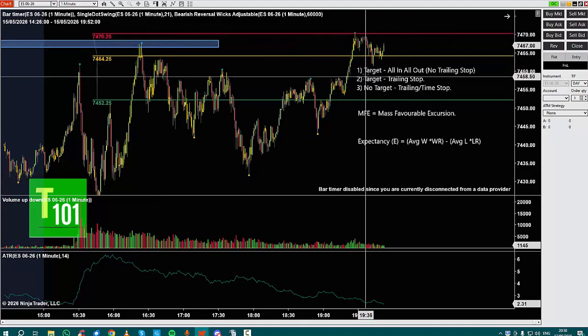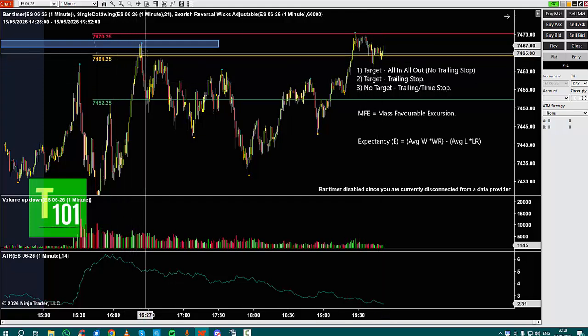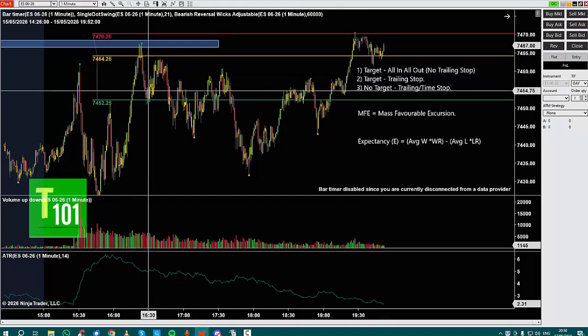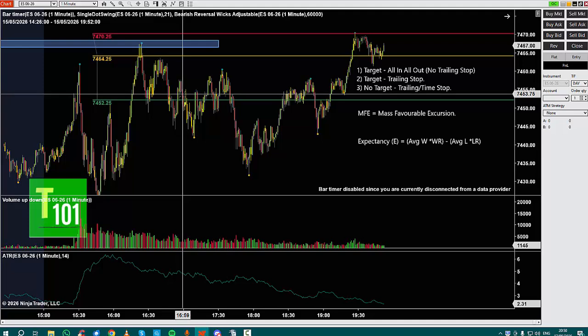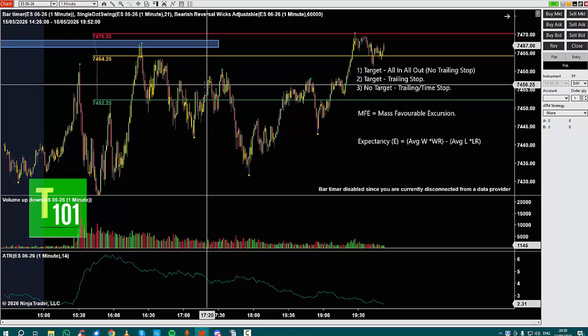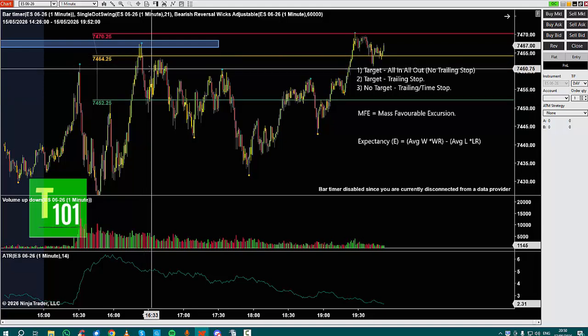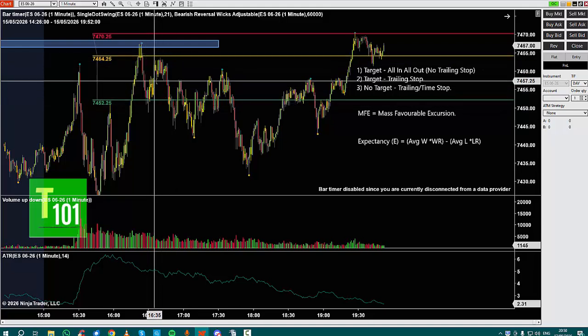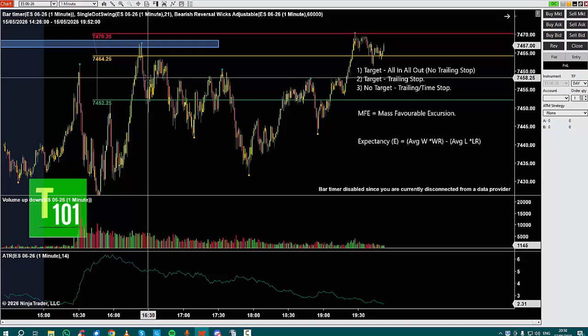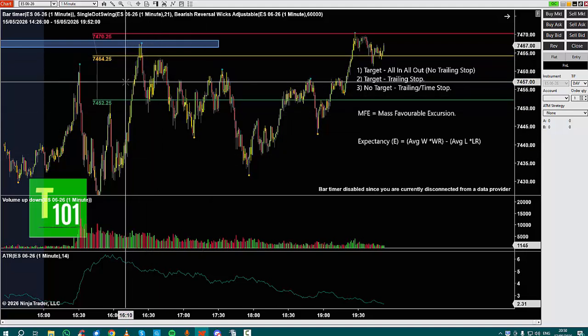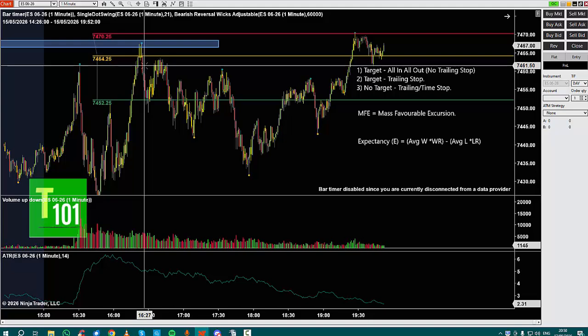No trailing. Number two, a target, but you trail in some methodical fashion. And for the purposes of this video, I won't get into the different ways you can trail, except for one, which is the break-even stop. And I go break-even when I'm halfway between my entry and my target, usually. So if I'm going for 2R, then I'll go break-even at 1. If I'm going for 4, I'll go break-even at 2, and so on and so forth.